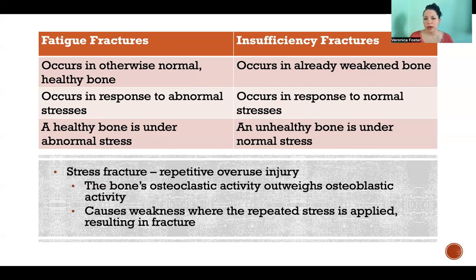So you could think of it like the bone was insufficient to begin with, or it had insufficient bone density to begin with, which resulted in a stress fracture. Whereas a fatigue fracture, it's a normal, healthy bone, and it's the fatigue, it's the overuse that caused the fracture, even though it was a normal, healthy bone.